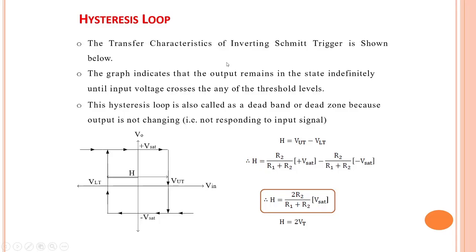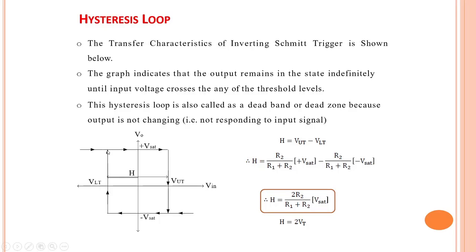The transfer characteristic of this inverting Schmitt trigger is plotted as output voltage versus input voltage. Here we can visualize the working of the earlier circuit. So whenever your input becomes greater than VUT, the output goes from plus Vsat to minus Vsat, it being an inverting Schmitt trigger. It will remain minus Vsat until your input falls below VLT. Whenever your input falls below VLT, the output will rise to plus Vsat.